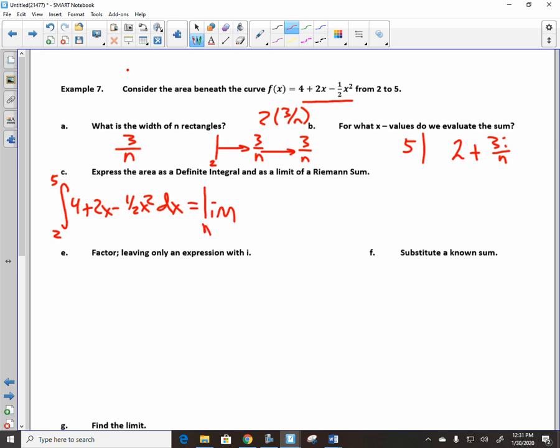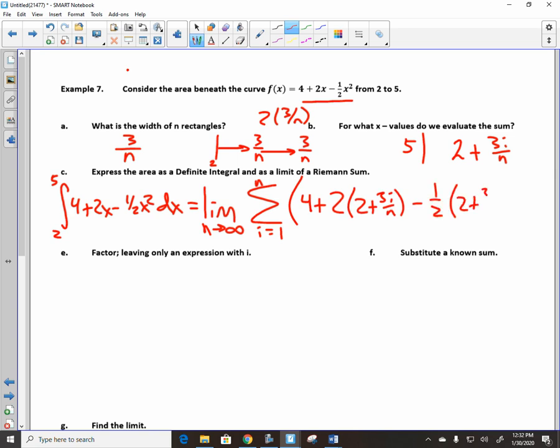Limit as n goes to infinity of the sum from i equals 1 to n of, this is going to get bad, isn't it? Gonna put a big parenthesis down. 4 plus 2 plus 3i over n. Very good. So Bailey remembered the times 3 over n. That's often a piece that gets left off. You get used to writing the other pieces.